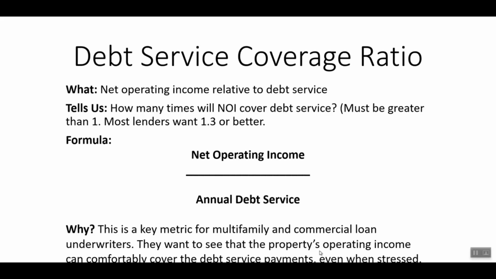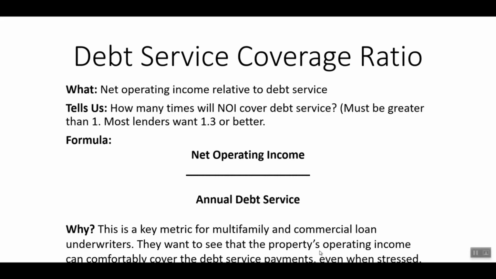A debt service coverage ratio of 1 basically means you're breaking even every month, and you're way too thin. If something goes wrong, you're in the hole, or you're shoveling money into your debt service payment. So it's a key metric for multifamily and commercial loan underwriters. They want to see the property's operating income can comfortably cover the debt service, even if there's a stress on the property in the form of a natural disaster or a market decline or an extended vacancy or something like that.